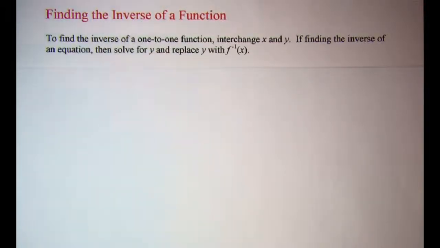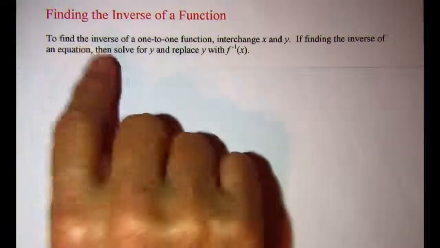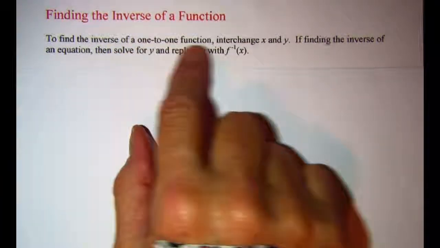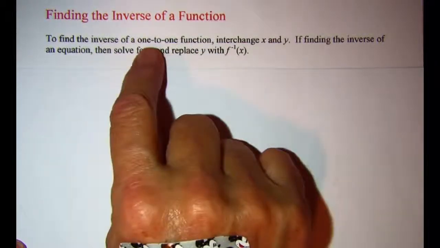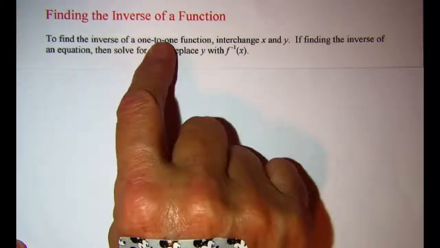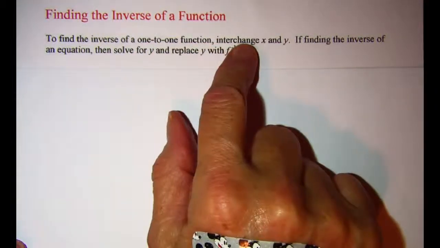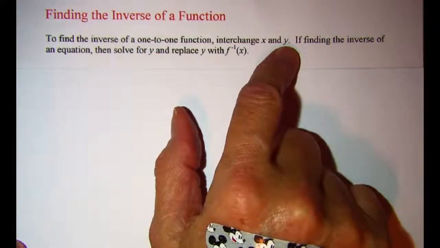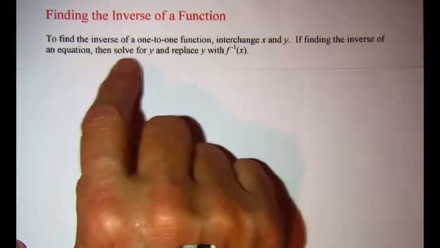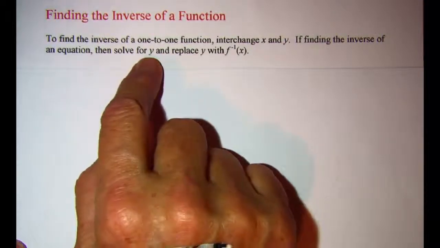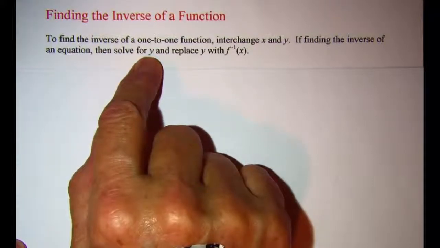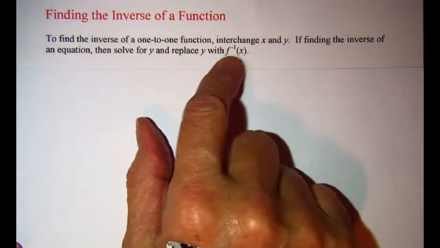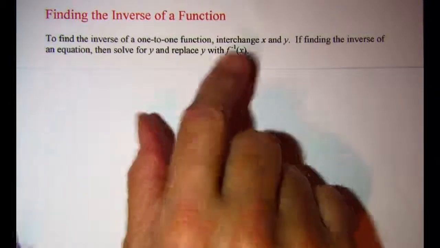In this video, we will be finding the inverse of functions. To find the inverse of a one-to-one function, interchange x and y. So you need to make sure that you have a one-to-one function first, and then if you do, exchange x and y. If you're finding the inverse of an equation, solve that new equation after you've interchanged x and y. Solve it for y and then replace the y with f inverse x.